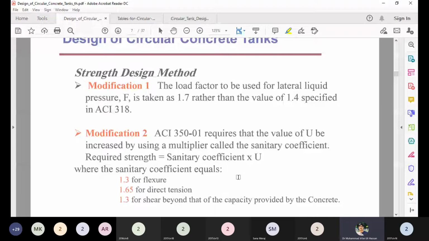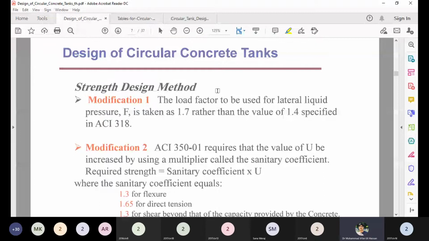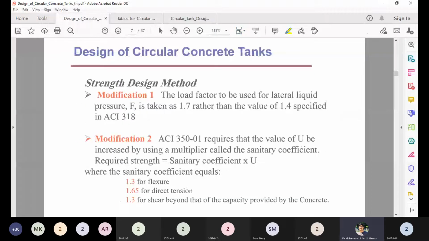Then comes the design methods for the circular tank design. So the factors are also different, and a bit of modification is also there in the tank design, and you can see that the load factor to be used for the liquid pressure is 1.7 rather than 1.4. This is one modification which was done in the ACI 350 code, that the load factor is modified.